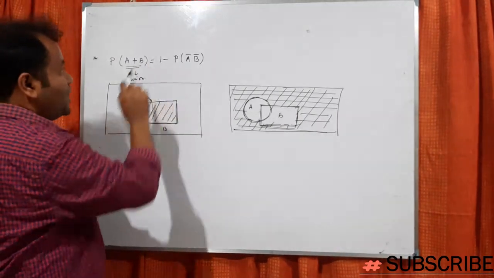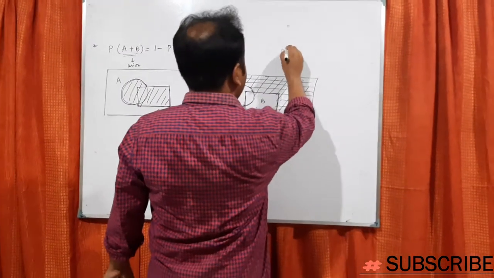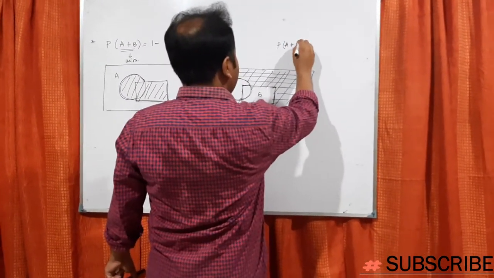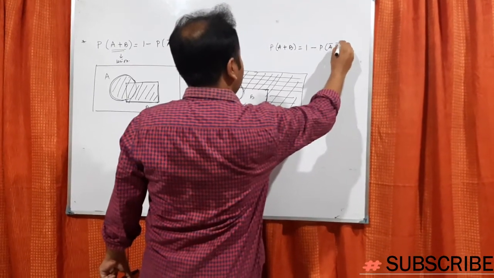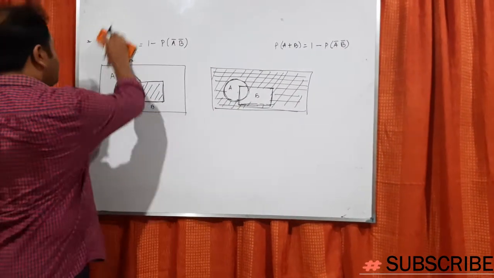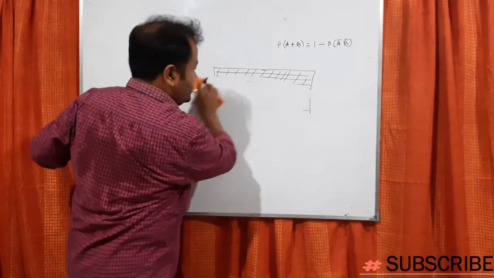Okay? So that is one of the very important formulas. So many problems can be there. So P of A plus B can be written 1 minus P of A bar into B bar. So using this Venn diagram, you can easily understand that one.